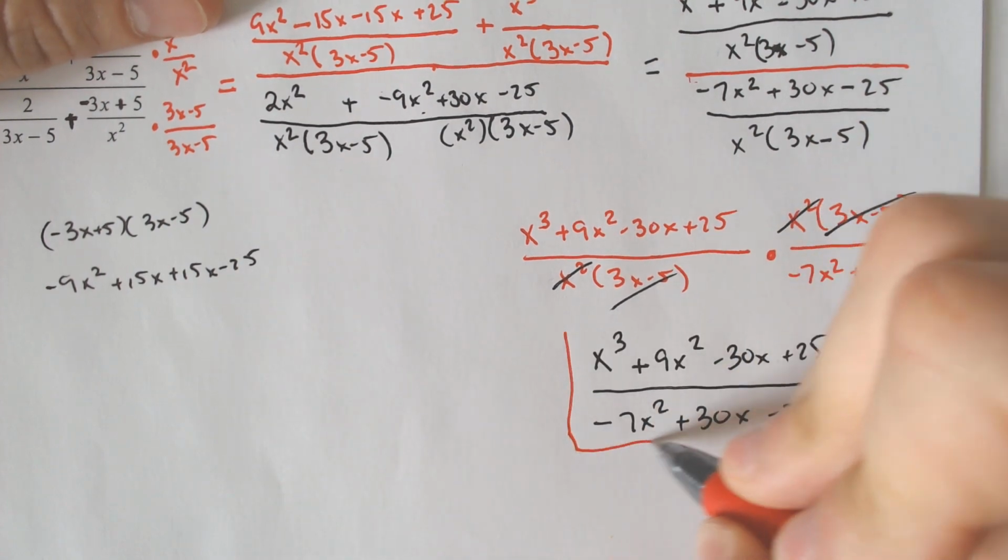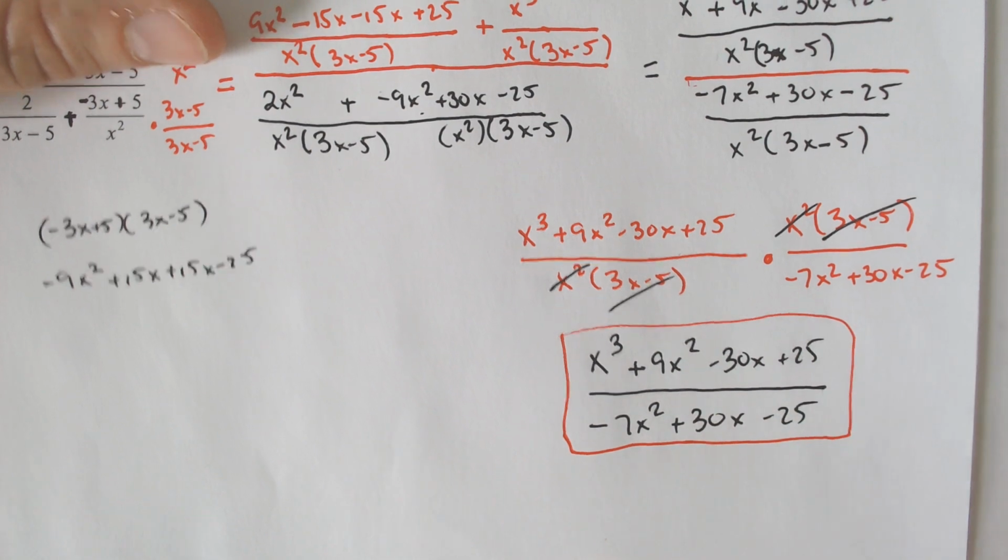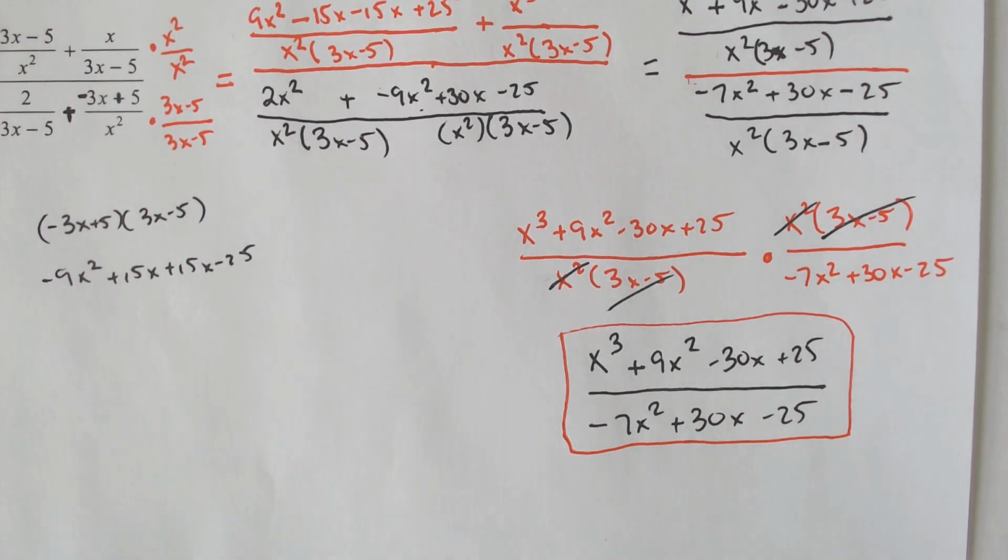You should always check because you never know. Maybe the top could factor or the bottom, but I'm pretty sure neither one of those factors, which means I'm pretty sure this problem is done.